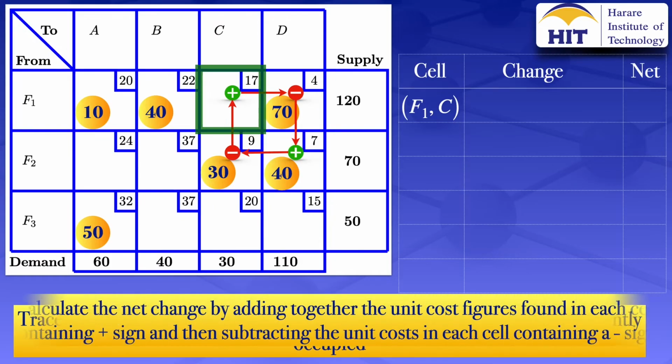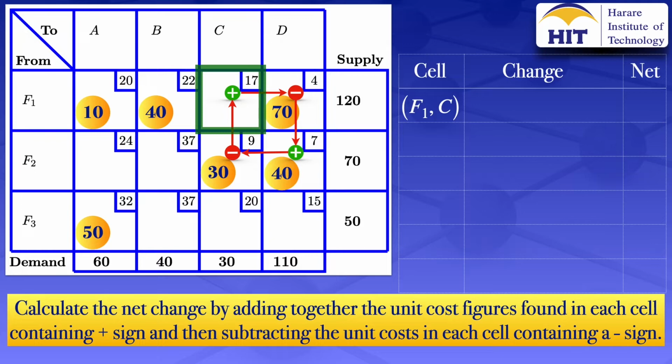So we've completed our closed path. Then we go on and calculate our net change by adding the unit costs on the cells with the positive signs and subtracting the unit costs in the cells with the negative sign. In this case, our change will be 17 minus 4 plus 7 minus 9, which will give us a net change of 11.